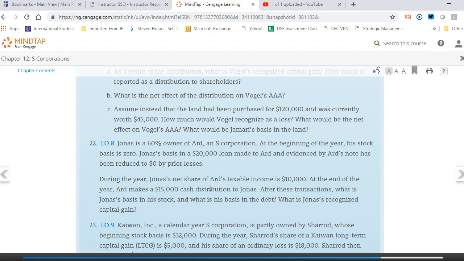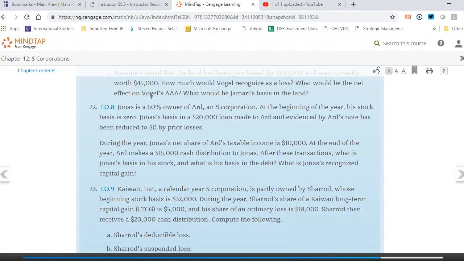Okay, question 22. Jonas is a 60% owner of ARD, S Corp. At the beginning of the year, the stock basis is 0. Jonas's basis is in a 20,000 loan made to ARD, as evidenced by ARD's note, and has been reduced to 0 by prior losses. So the stock basis was reduced, and then because of extra losses, the loan basis was also reduced. During the year, Jonas's net share of ARD's taxable income is 10. At the end of the year, ARD makes a $15,000 cash distribution to Jonas. After these transactions, what is Jonas's basis in the stock, and what is the basis in the debt? What is Jonas's recognized capital gain?